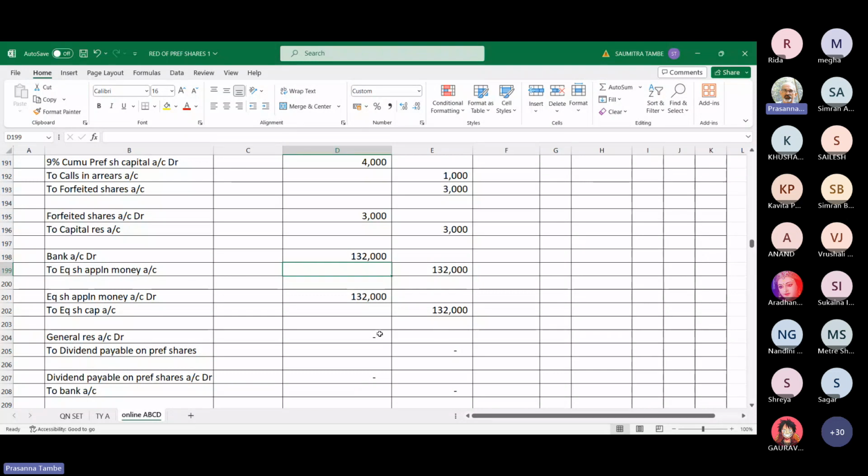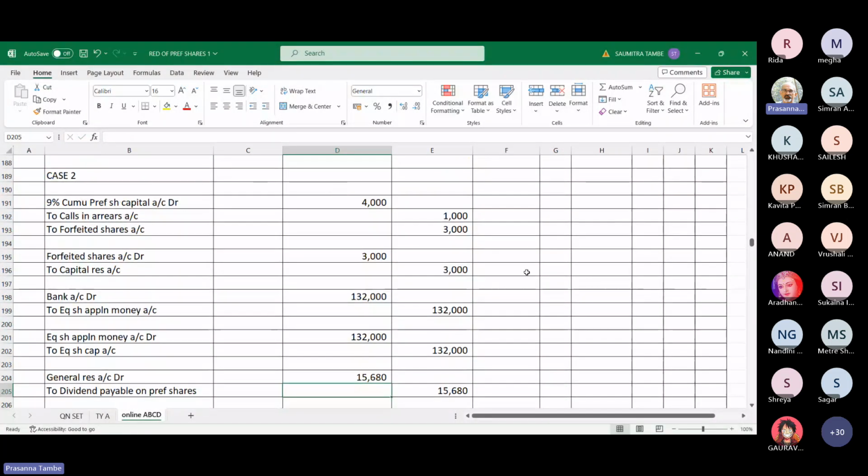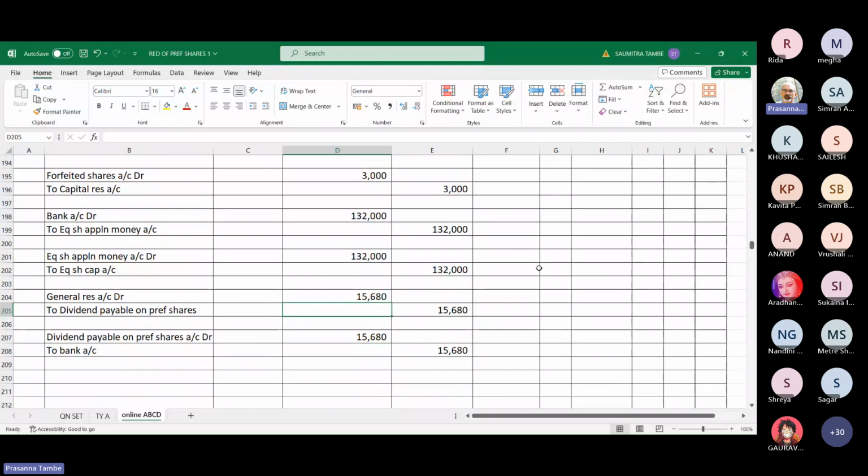And even the amount of dividend that we have paid remains the same. There is no change in that. So that entry will also remain the same. So these four entries are unchanged. Fresh issue as well as payment of dividend. All of you write down these four entries, then we will go for the remaining entries.